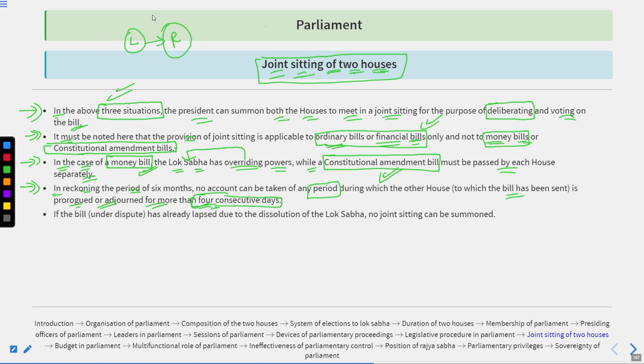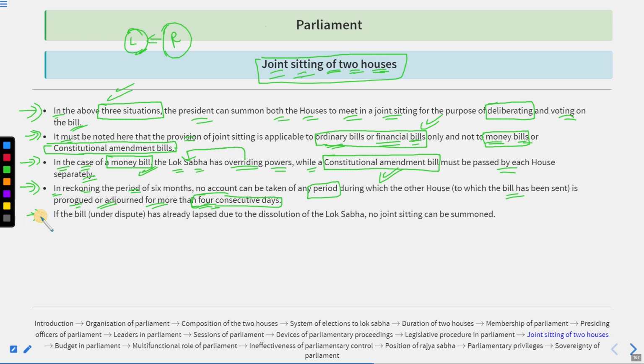Similarly, if the condition got reversed, the Rajya Sabha sent a bill to the Lok Sabha, and in this case, the Lok Sabha got prorogued or adjourned for 4 continuous or consecutive days within the tenure of those 180 days. Then again those 4 days will be minus from the tenure of 180 days, and additional 4 days will be given to the Lok Sabha for the consideration of the bill. Alright, that is the thing.